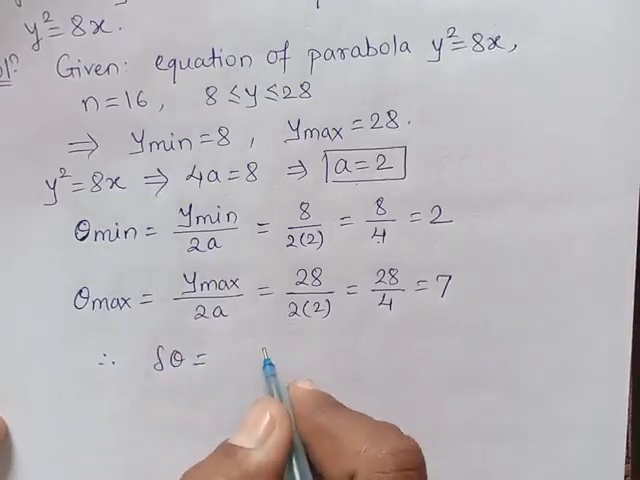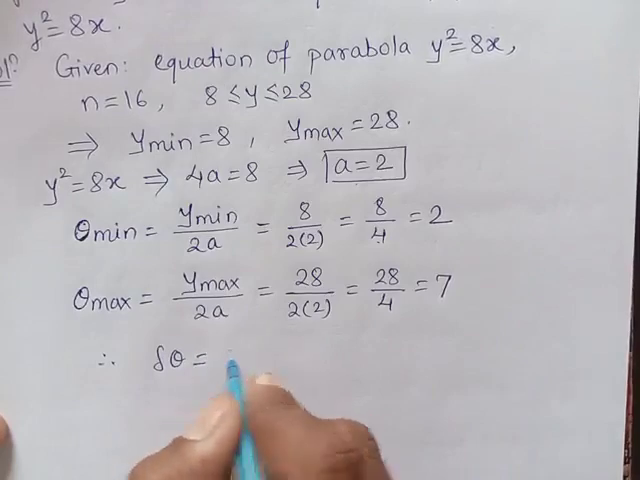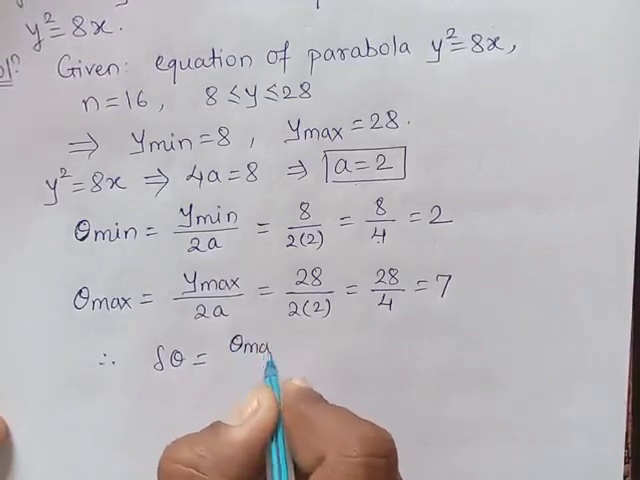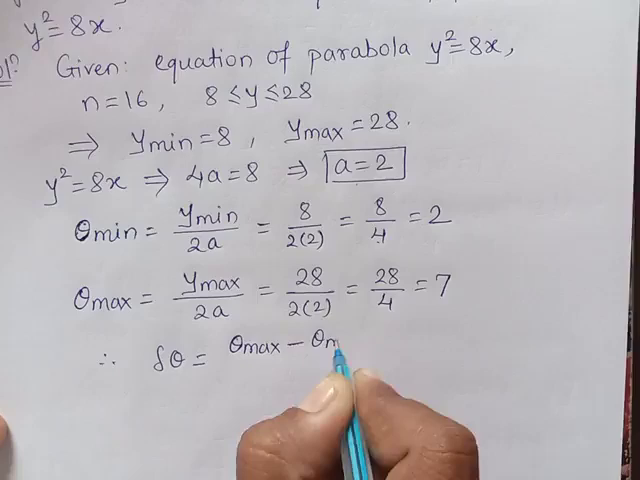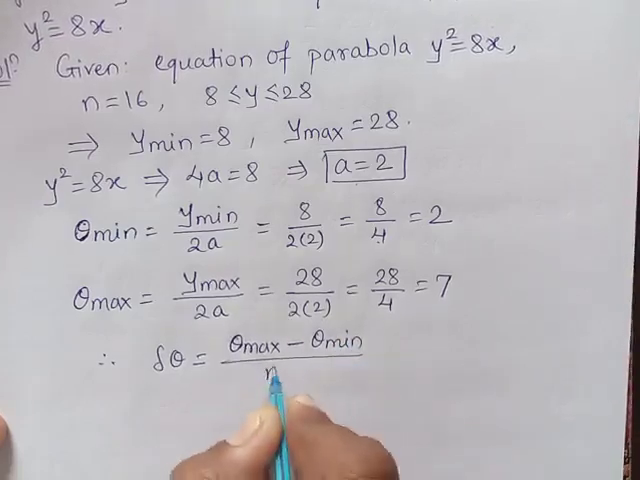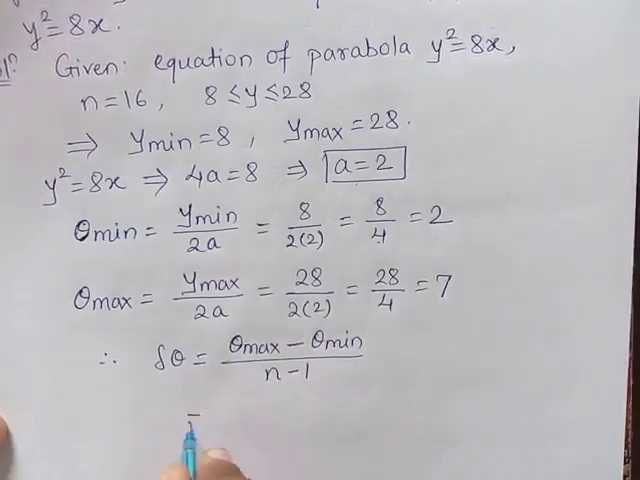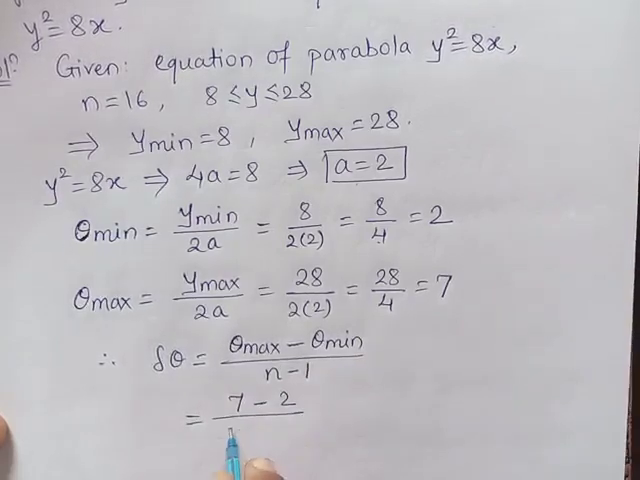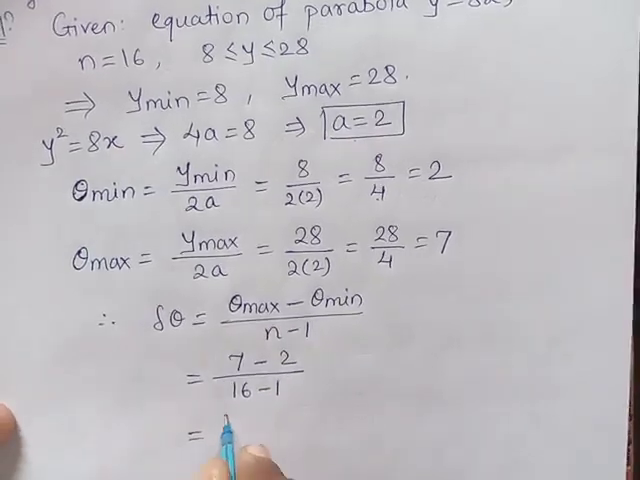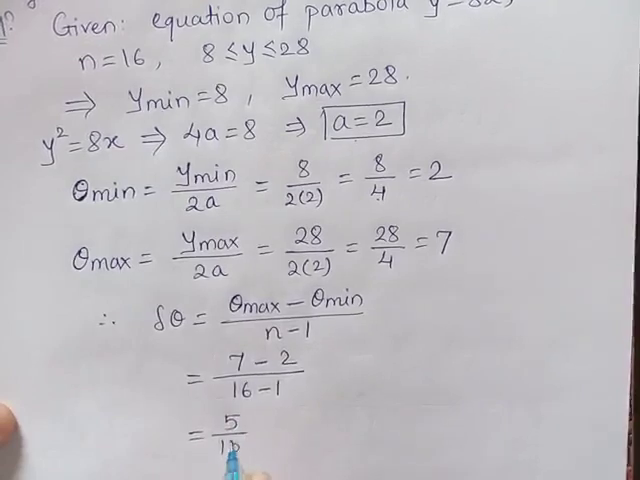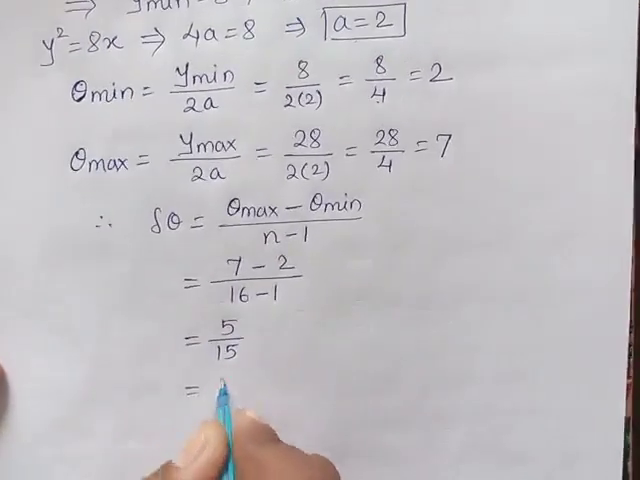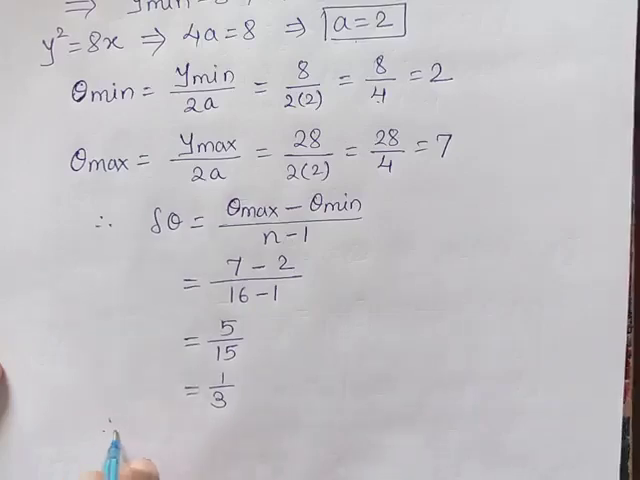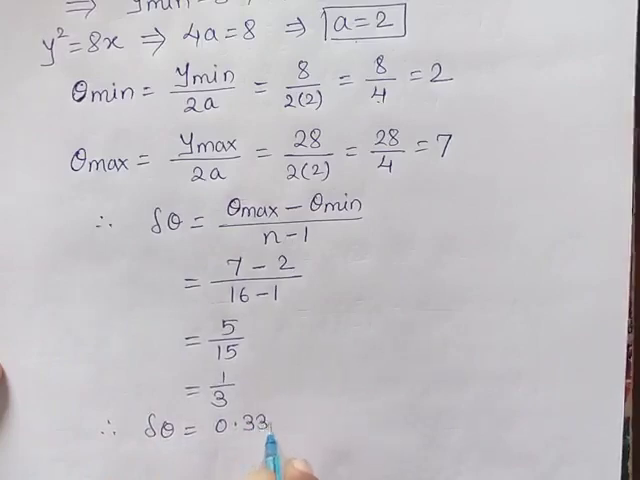So delta theta is what? Theta max minus theta minimum upon n minus 1. So theta maximum is 7 minus theta minimum is 2, upon n is 16 minus 1. So it is 5 by 15, that is what? 1 by 3. Therefore delta theta is 0.3333.